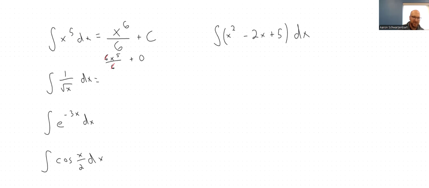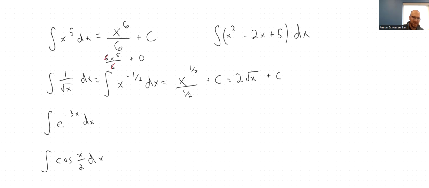Remember when I have square roots, I should change them to fractional exponents and negative exponents. So now I raise the power by 1, adding 1 to negative 1/2 is 1/2, and I divide by the new power 1/2. Dividing by 1/2 is the same as multiplying by 2, and I get 2 square root of x plus c.